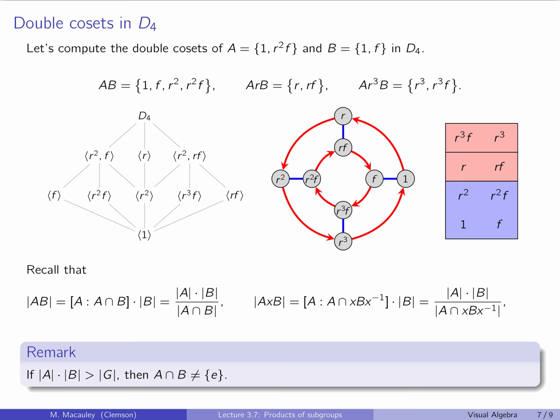One straightforward but important remark that I want to emphasize, which follows immediately from this equality here, is that if the size of A times the size of B is bigger than the size of the group G, then the intersection of A and B cannot be trivial. It has to have size bigger than 1. And why does that matter? Well, to me anyways, that gives some extra insight about the structure of subgroup lattices. Let me show you what I mean by that.